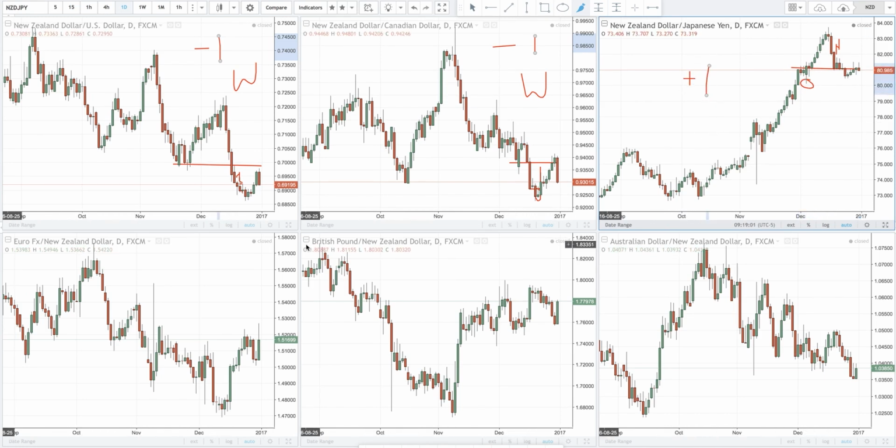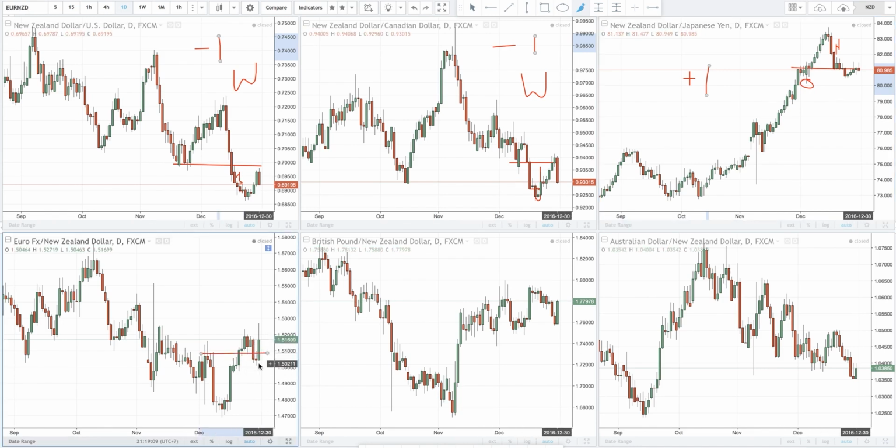Okay, so Euro New Zealand now. Don't forget, New Zealand's flipped now. New Zealand's on this side. So a chart going upwards in this case means New Zealand is strong. Sorry, New Zealand is weak. Ooh. See, it's even confusing for me. So -1 there.